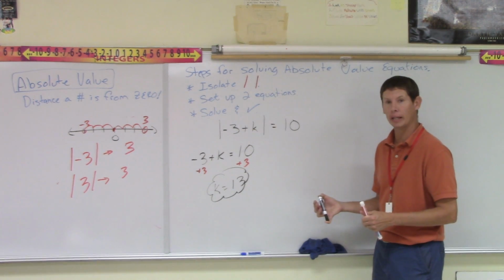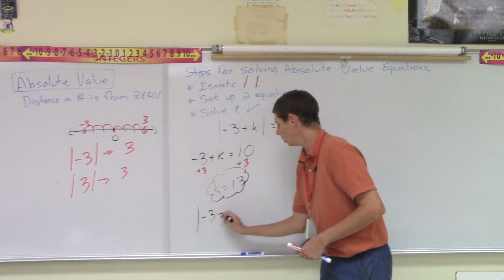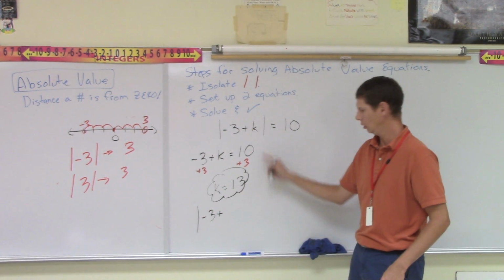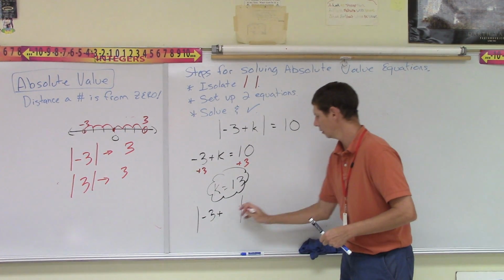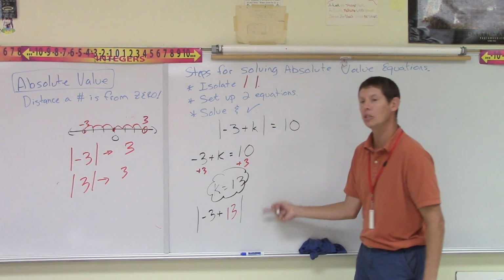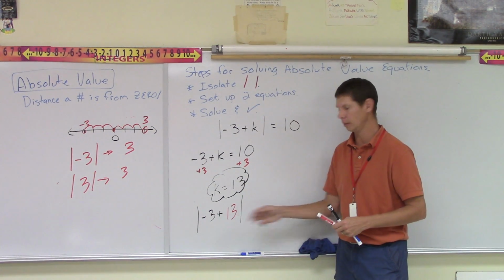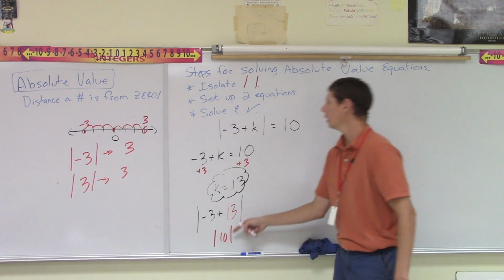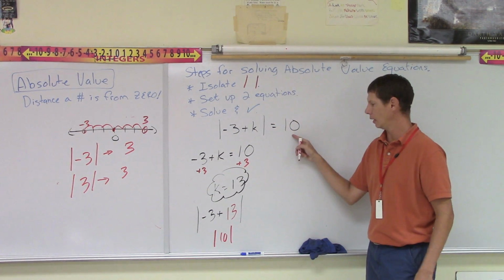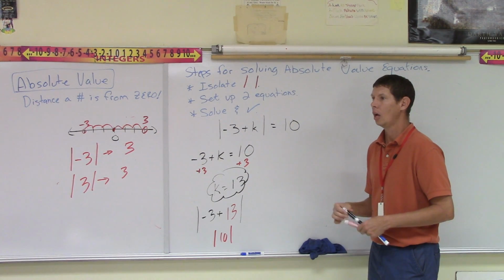And again, we can always check it. We take our original problem, and in place of k, we put a 13 there. And we just make sure, does negative 3 plus 13 give us a number that has an absolute value of 10? Check. Good answer. What else do we do?